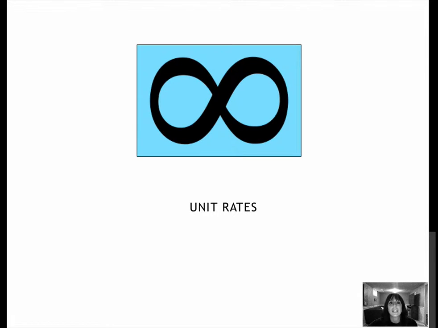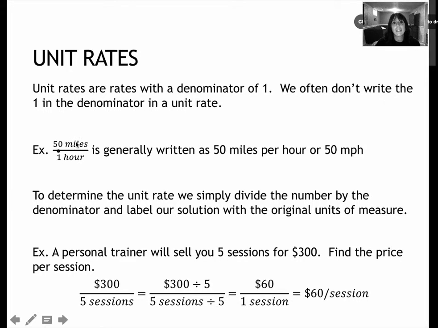A unit rate is just a very special rate. A unit rate is any time that we have a denominator of 1. So why would we want a denominator of 1? Because it helps us to be able to compare.